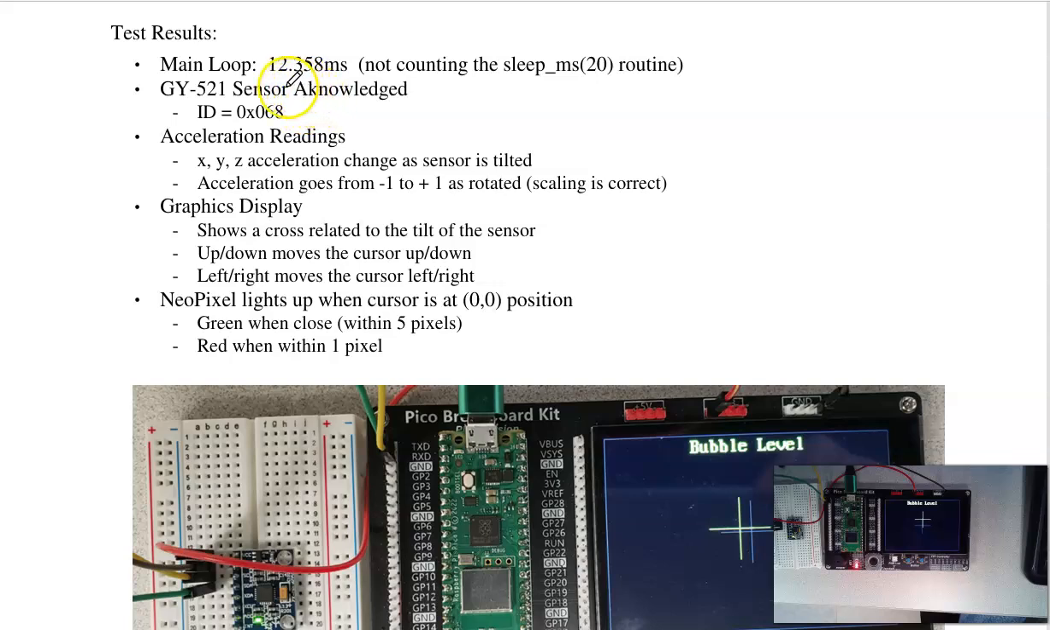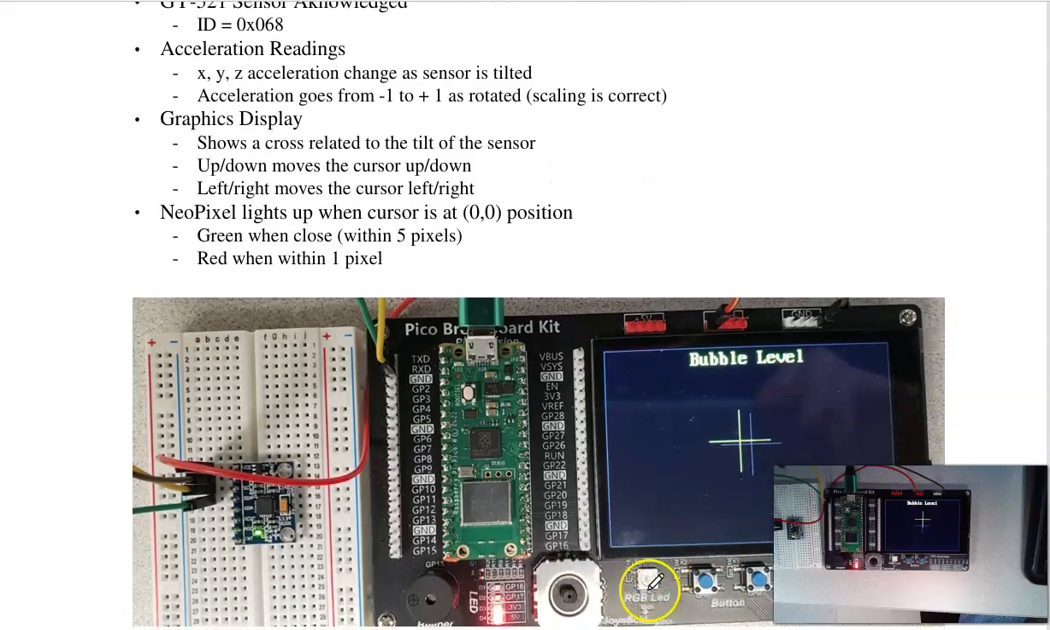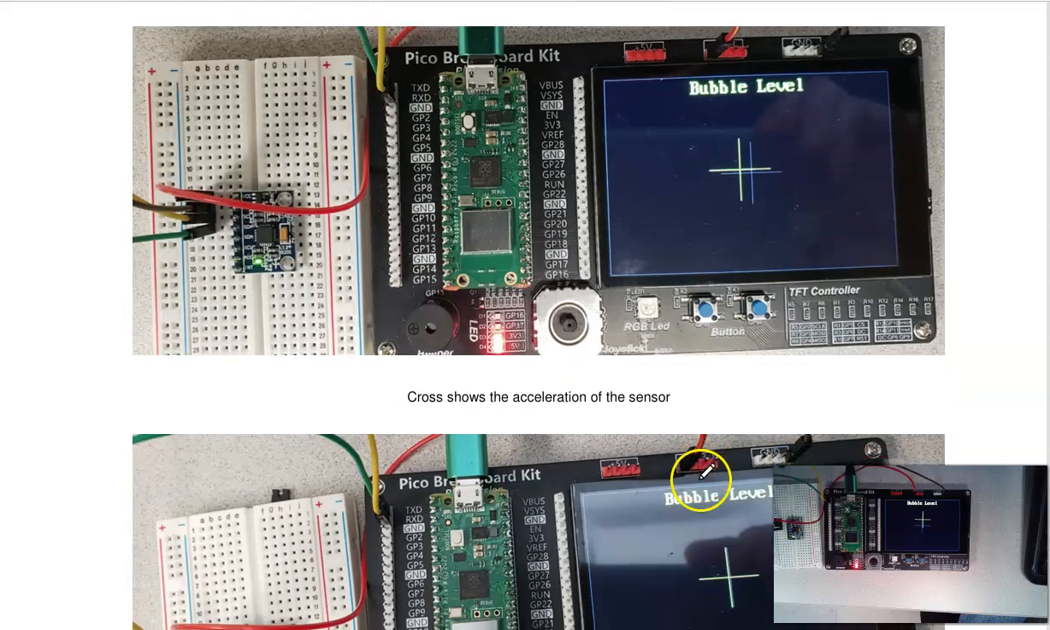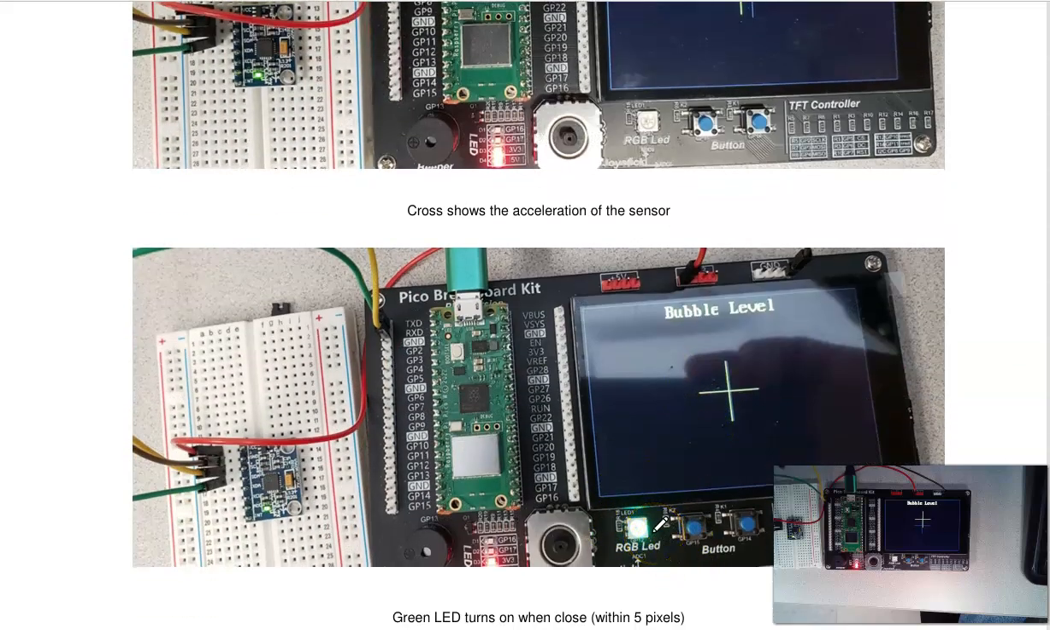The sensor is acknowledged. It's read as hex 68 or decimal 104. I'm reading the XYZ acceleration. The graphics display is working, showing crosshairs where the acceleration is and my 0 position. The NeoPixel is working. When it gets within the middle, the NeoPixel turns on. Kind of like that. So that's homework set number 9 for 476.